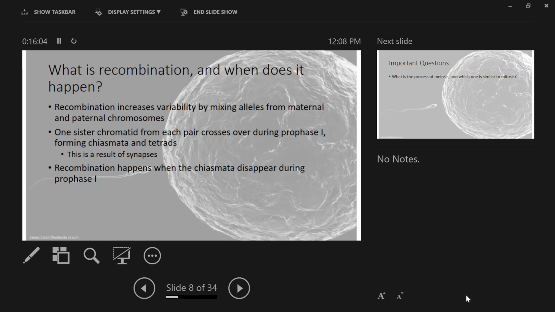So what's the difference between a chiasmata and a tetrad? Nothing. A chiasmata, a tetrad, a Holliday junction, they're 3 names for the same structure.